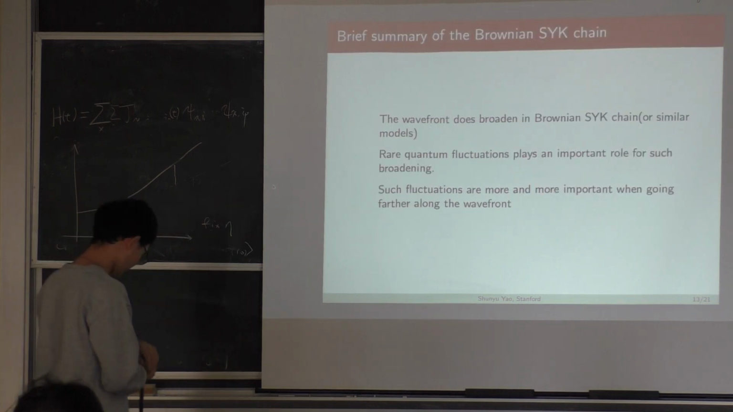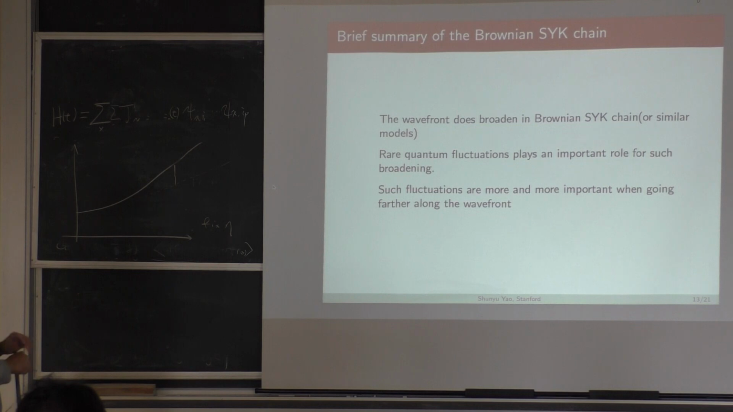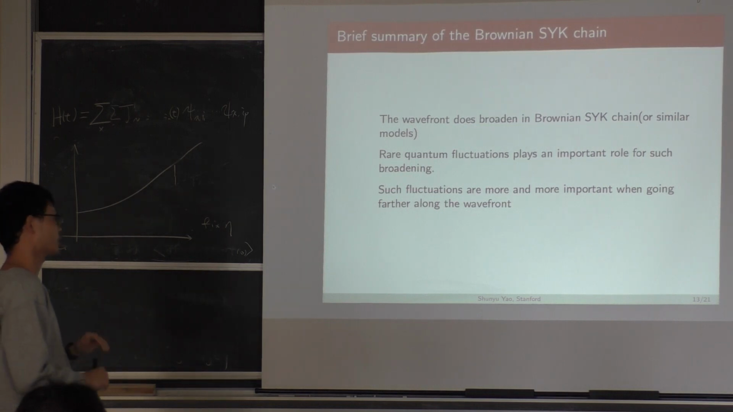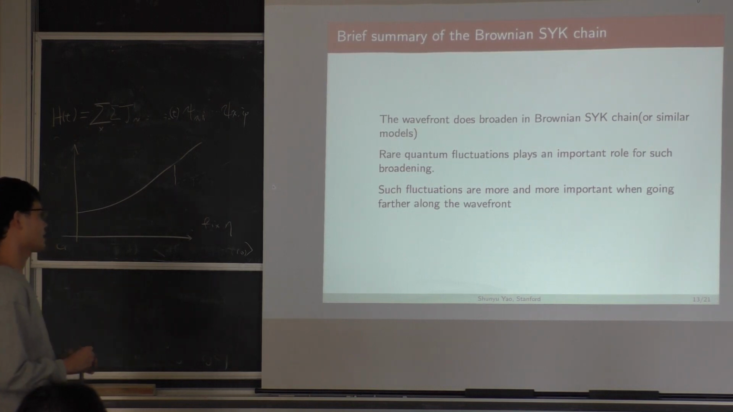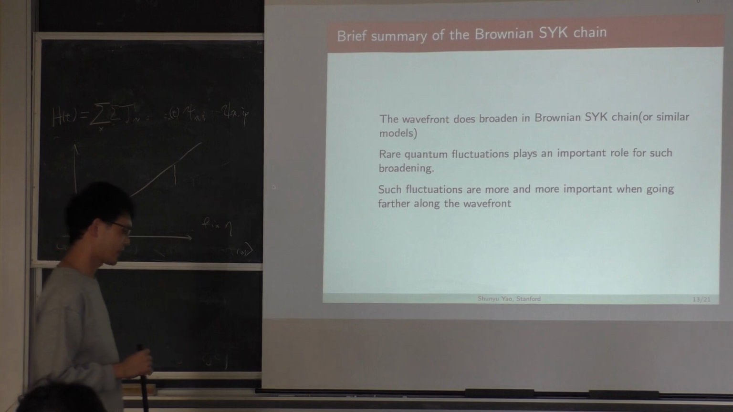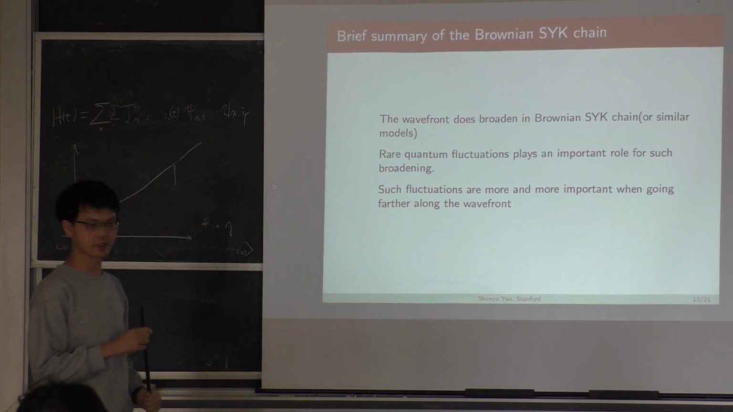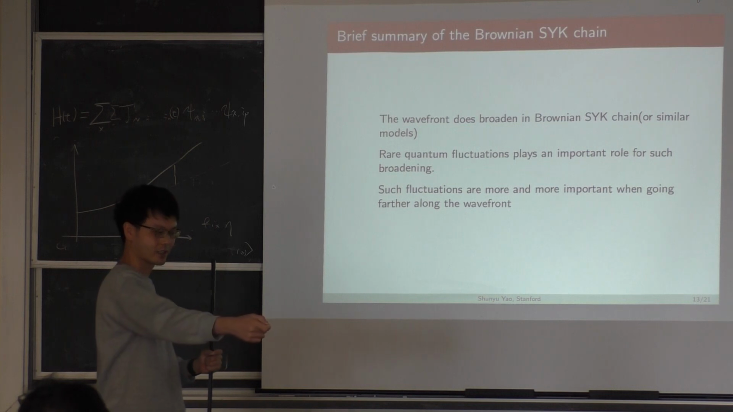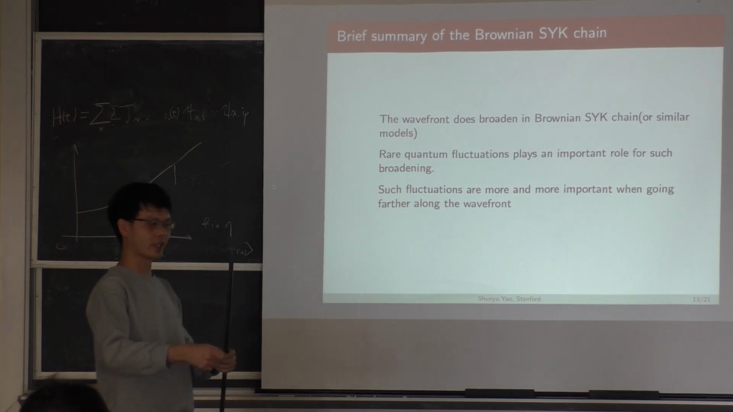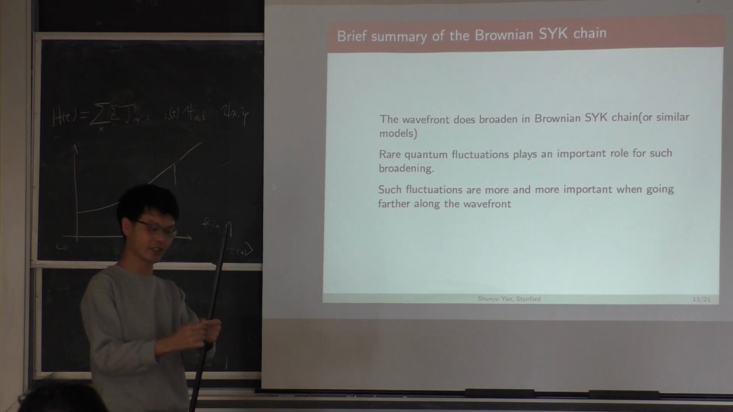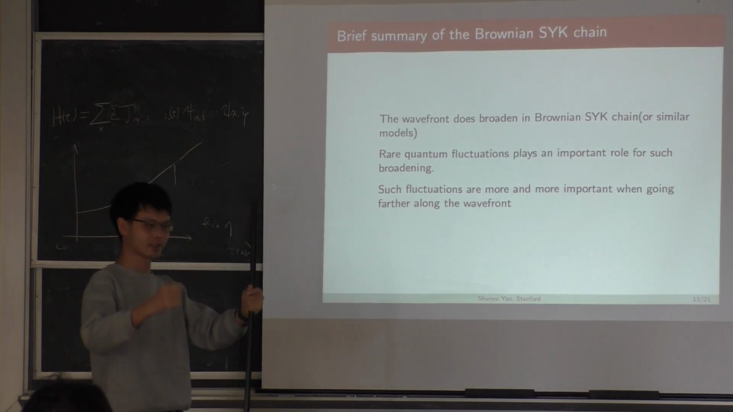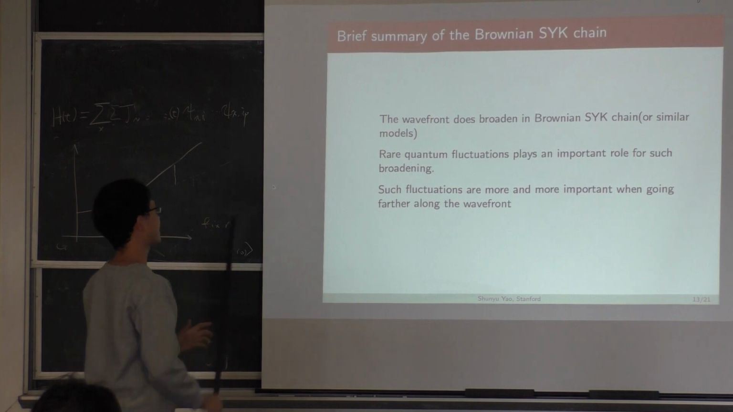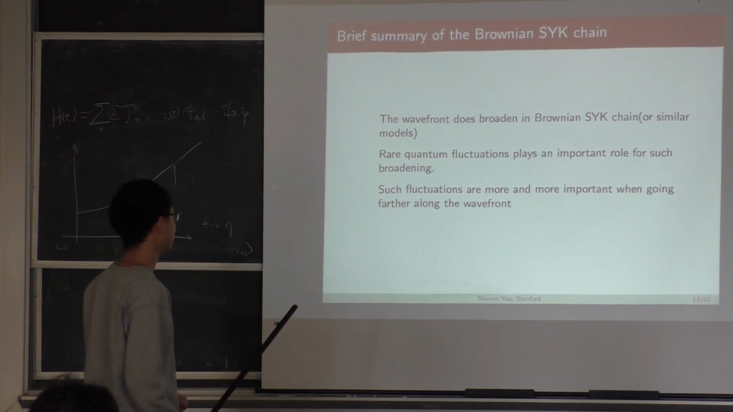Okay, so let's give a brief summary of what we learned from the Brownian SYK chain or similar theory. We learned that the wavefront does broaden in the Brownian SYK chain, and what is important to give that breakdown is this rare event. It's a rare event in the sense that you need this initial particle to propagate very far from itself with very low probability. But it has a huge gain because later on it can stay there and grow a lot more than usual. So that kind of fluctuation plays an important role.